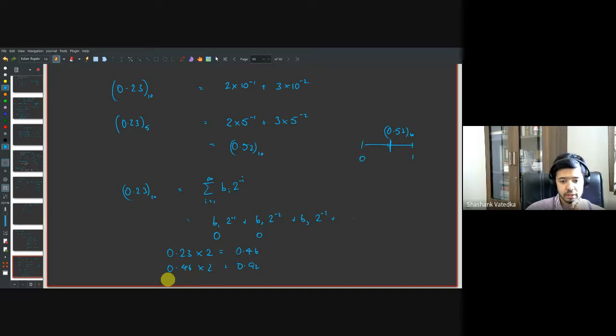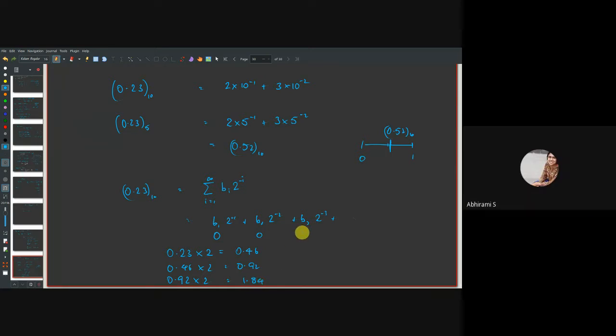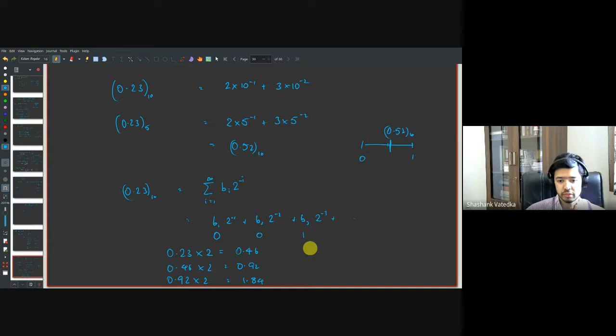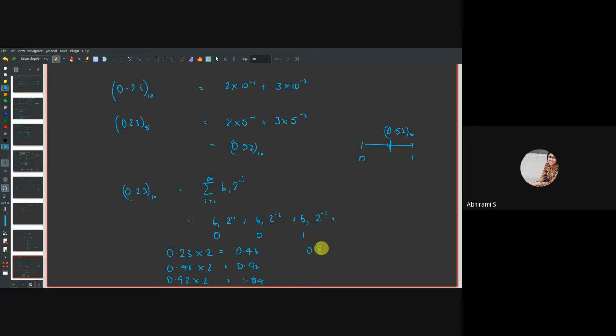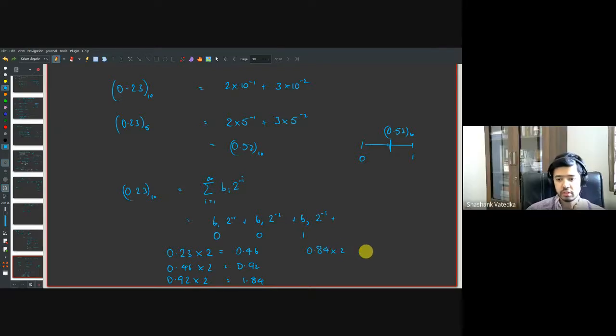Now the third bit, 1.84. So what is the third bit? It is a 1. And now how will you find the fourth bit? 0.84 into 2. Correct. So 0.84 into 2 is 1.68. So the fourth bit is a 1. All right, and then again you keep doing the same. Take 0.64 into 2, and you keep going on, right?